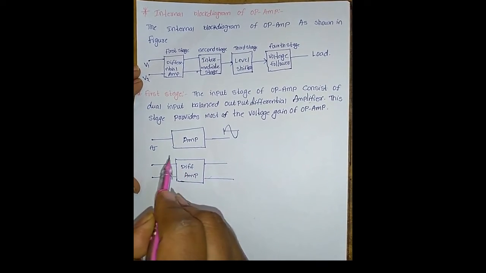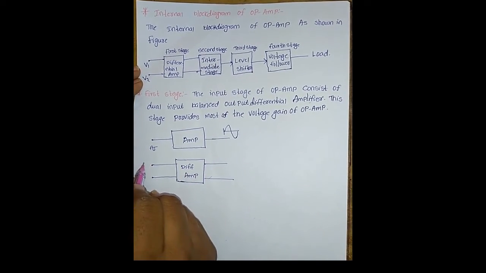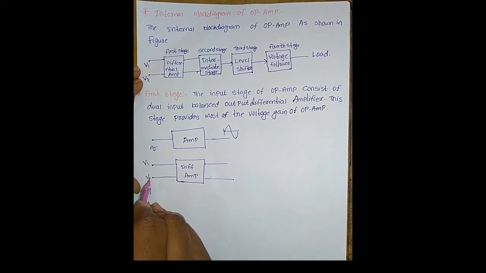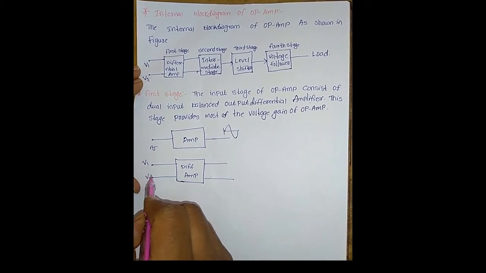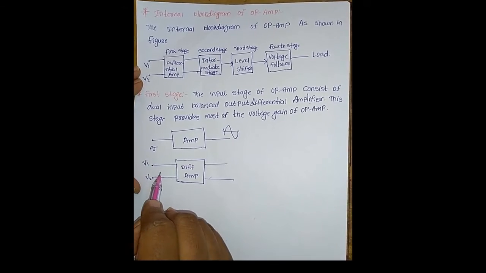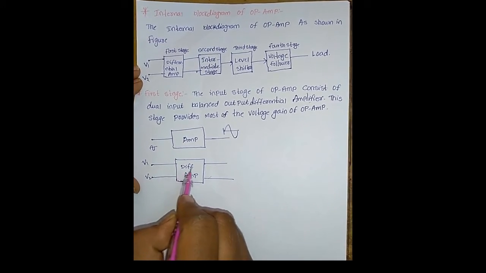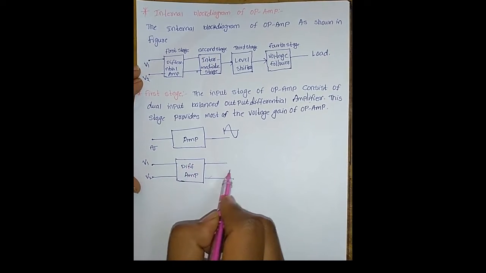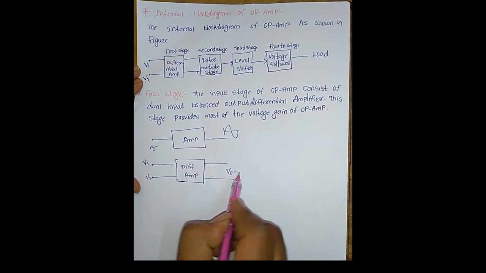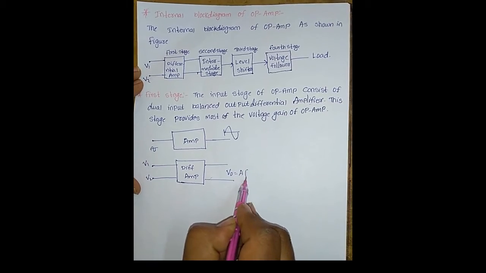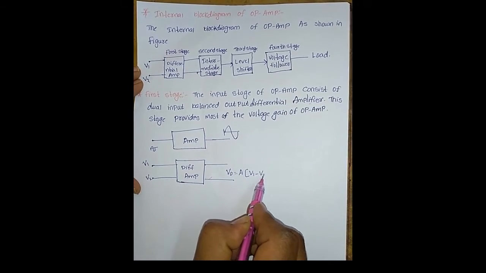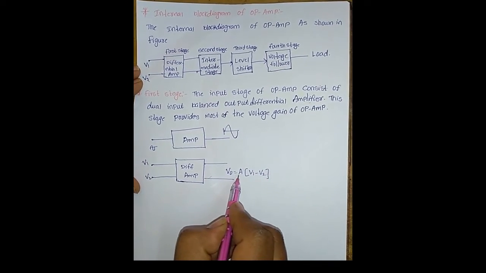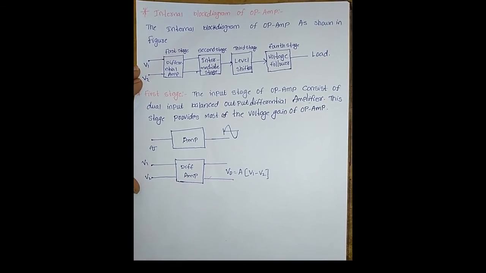It means that the differential amplifier requires two input signals, and these two input signals are not the same signal. The mathematical relationship between input and output of the differential amplifier is V0 equal to A into (V1 minus V2), where A is the gain of the differential amplifier.